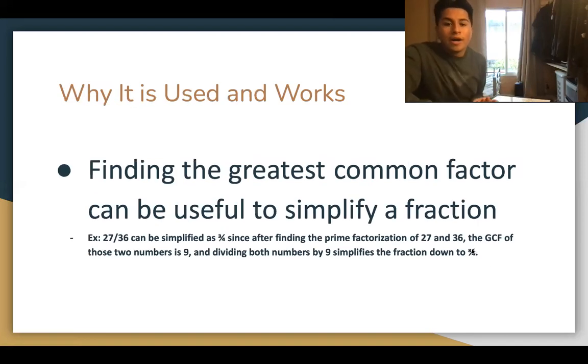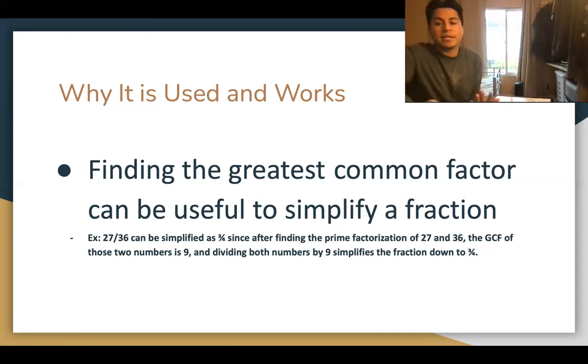Okay, why is it used and why does it work? Finding the greatest common factor can be useful to simplify a fraction. For example, 27 over 36 can be simplified as 3 over 4, since after finding the prime factorization of 27 and 36, the greatest common factor of both of these numbers is 9, and dividing both numbers by 9 simplifies the fraction down to 3 over 4.